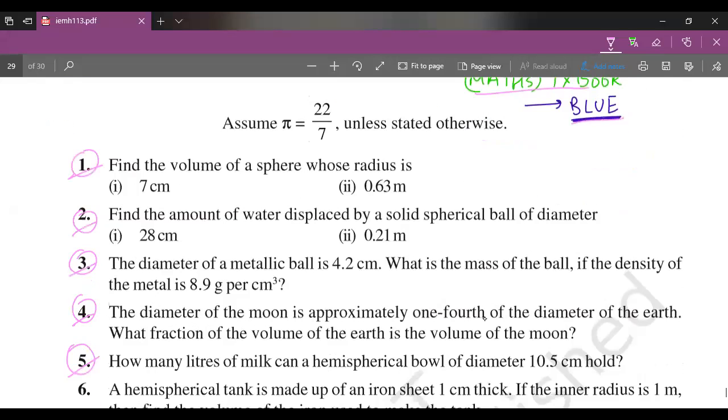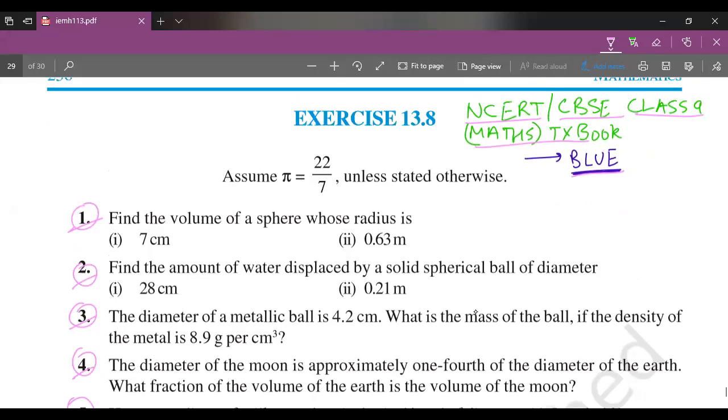Okay, so let's start. The first statement that should come to your mind is to assume pi is equal to 22 by 7, because in most questions they tell you to assume pi is equal to 22 by 7, but in other questions they tell you to assume pi is equal to 3.14. In this case, we are going to use 22 by 7. So, find the volume of a sphere whose radius is 7 centimeters. Let's start.